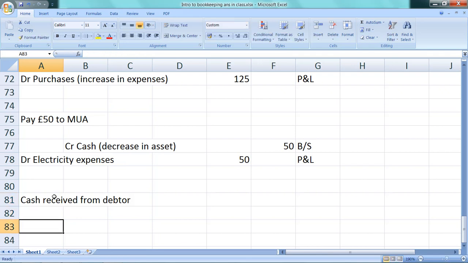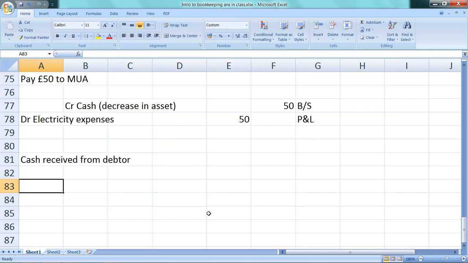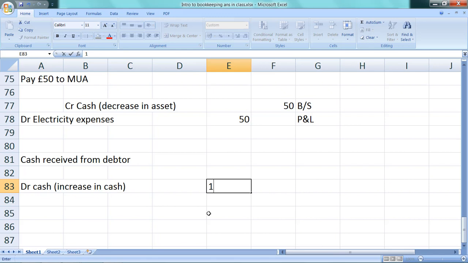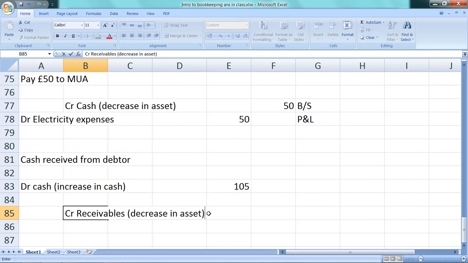If the cash is going to be received, what's the impact on my cash account? Debit or credit cash? Debit cash. Debit cash to show the increase in cash, and I'm going to get £105 in. I've already made the sale and this person owes me some money. So what I'm now going to do is credit receivables, which will show a decrease in the asset to the tune of £105. So that gives me a balance sheet effect.